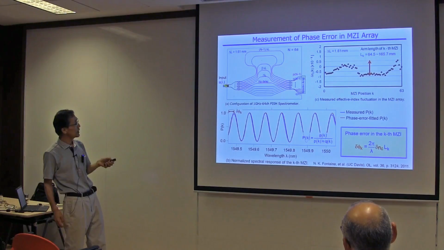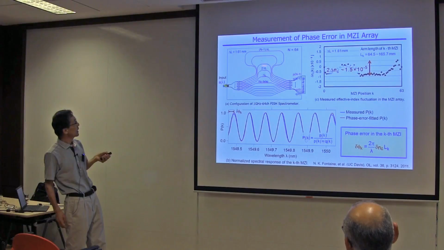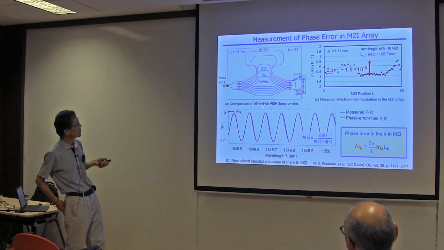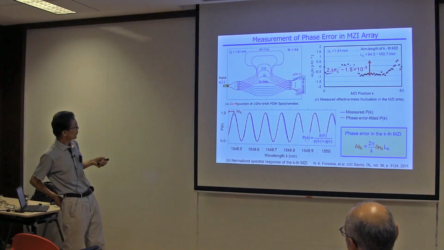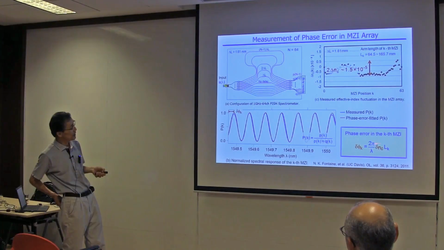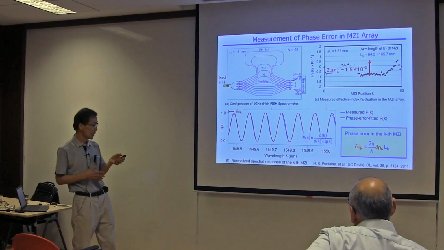And actually, this one is for other purpose. We made an array of asymmetrical Mach-Zehnder interferometers, in this case, 64 placed in parallel. And we measured the phase error distribution. So this offset was measured. That is delta phi k, and that represents the effective index fluctuation, delta nc. And actually, the measured value is almost 10 to the minus 5. So this is the typical value in silica waveguides.